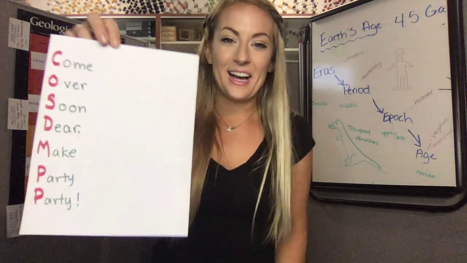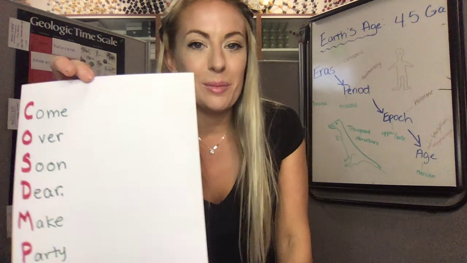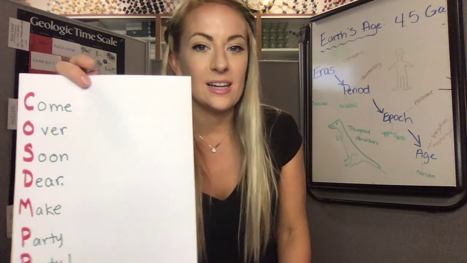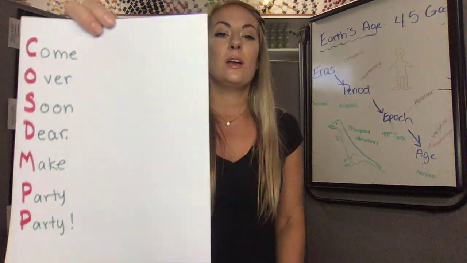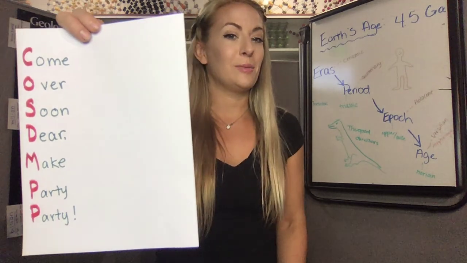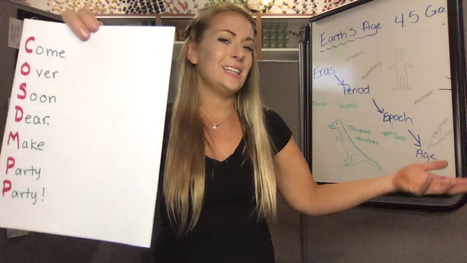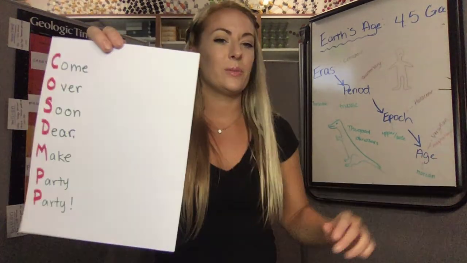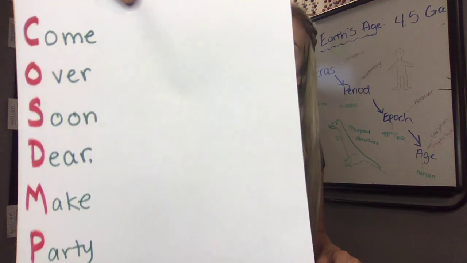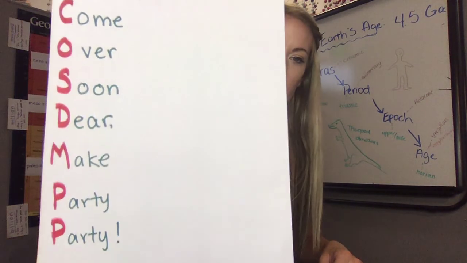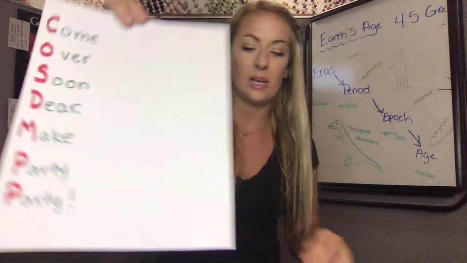COSDMPP. And the way you would remember that is this horrible mnemonic that was taught to me by my graduate advisor, and it has stuck in my brain, so maybe it will for you too. It is: come over soon, dear, make party party. And he did the dance too, so I will. So make party party. Come and party with your dears and have them come over soon. So there we go. Come over soon, dear, make party party.